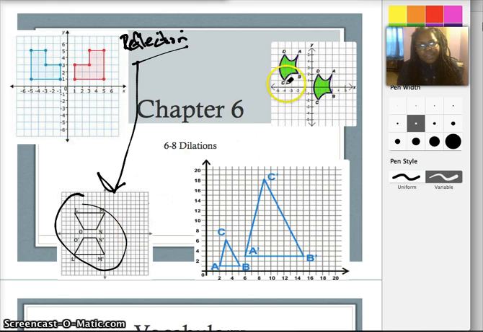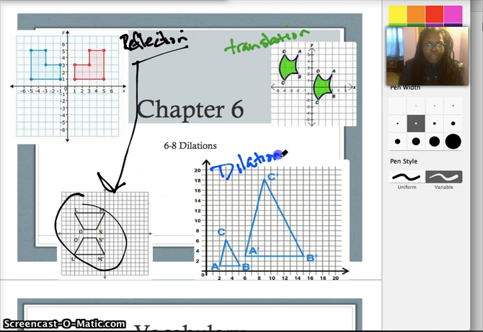Does anybody remember what this was called over here? This was referred to as a translation. So a translation is when you took the figure and you just moved it exactly as it is, no flips, no turns. And then today, this is what we're going to talk about. We're going to talk about dilations.